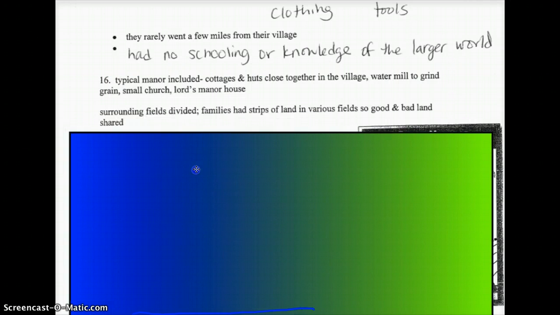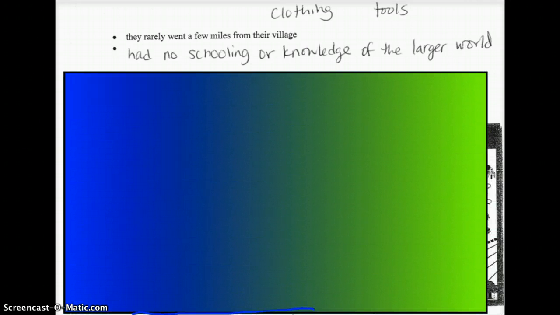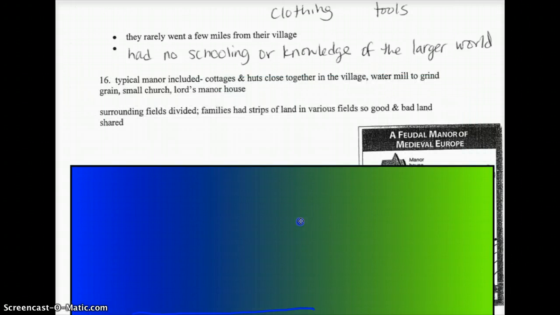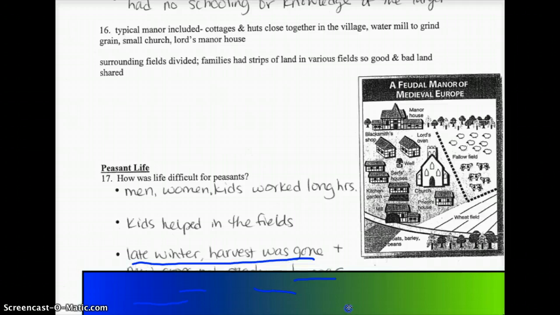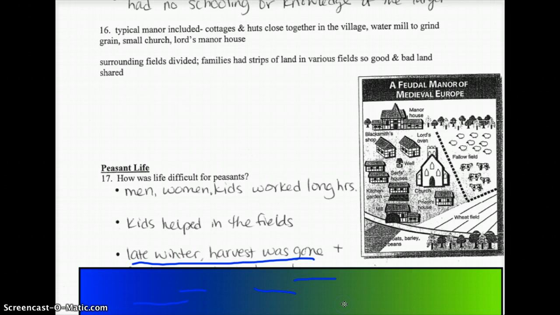I included a picture of the manor. Let's try to get that. That's over to the right, and it shows you the different parts of a manor. I'm pretty sure it's not drawn to scale, so just keep that in mind.